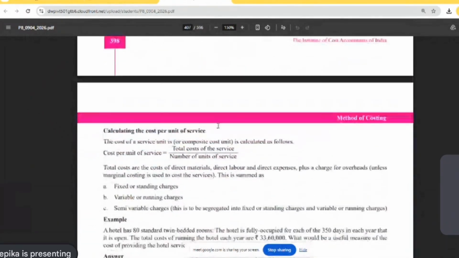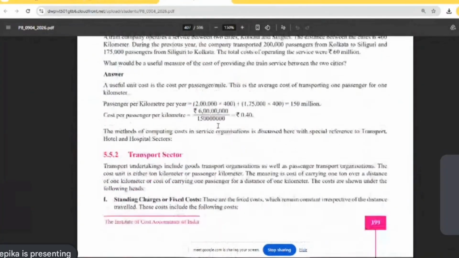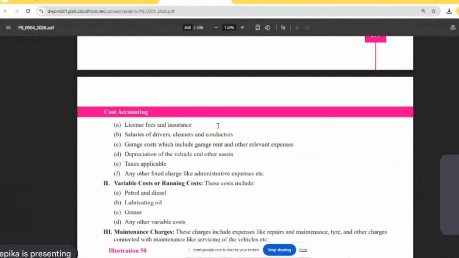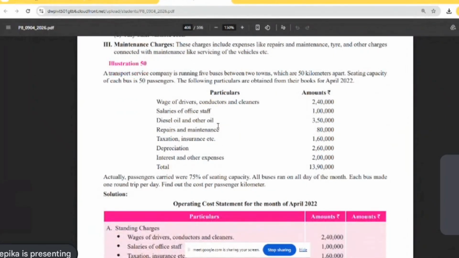Okay, we'll next go to the transportation sum. This chapter is basically a very easy chapter. It is not that difficult. It is a very easy chapter. Okay, so we'll see illustration 50.